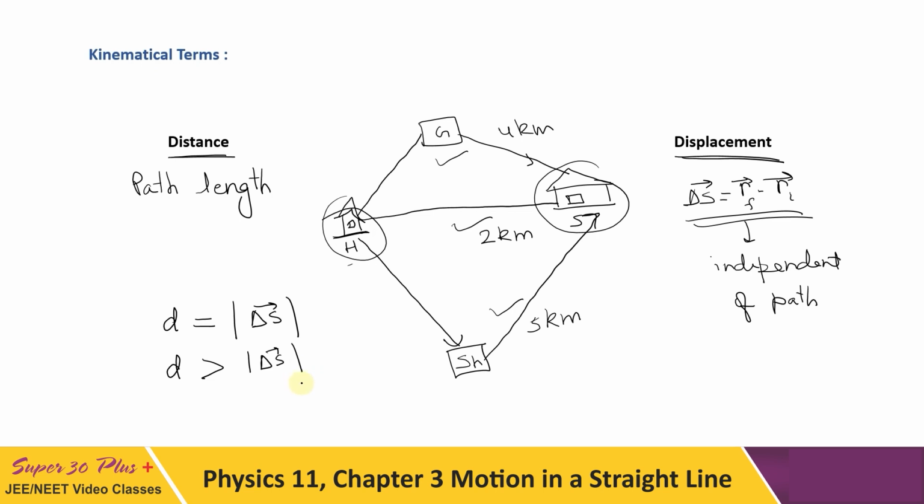Is it possible that distance is less than displacement? No, this is simply not possible, because displacement we are defining as the shortest distance between the origin and the destination. So displacement can never be more than the distance traveled. This is simply not possible. Here we learned about the difference between distance and displacement.